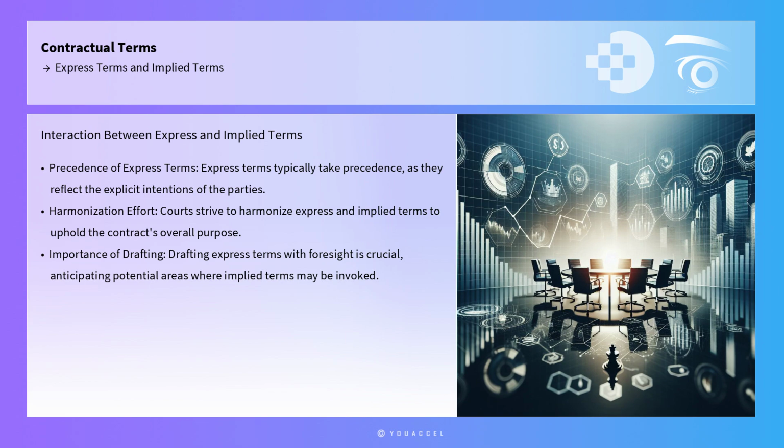However, courts strive to harmonize express and implied terms to uphold the contract's overall purpose and commercial viability. This approach underscores the importance of drafting express terms with foresight, anticipating potential areas where implied terms may be invoked, and addressing them proactively.